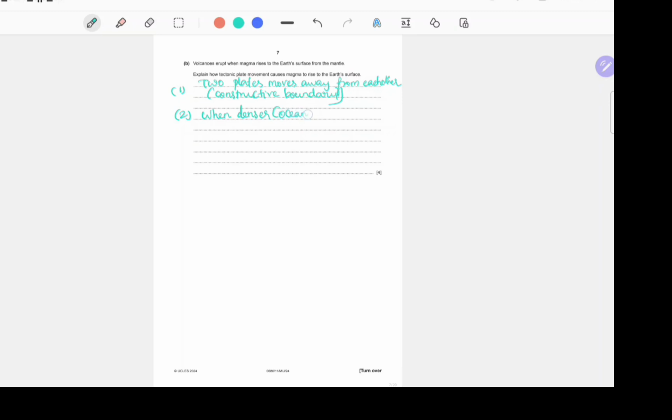It is there in your notes. The denser oceanic plate is forced down, moved down, or subducted down. We will write it as subducted, it's easy to understand. Subducted under the lighter continental plate. In both these ways, one is the constructive boundary, the second one is subduction. In both ways this will happen.